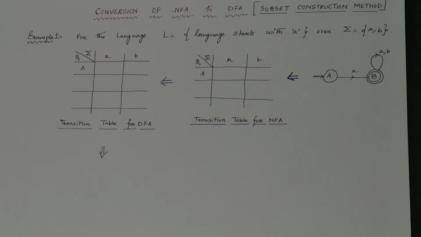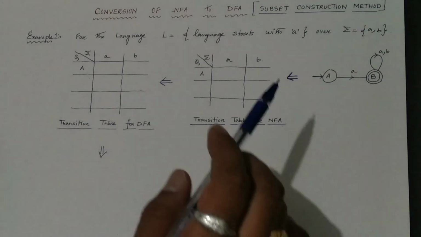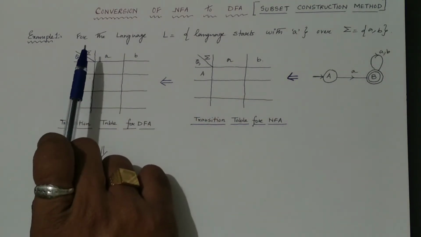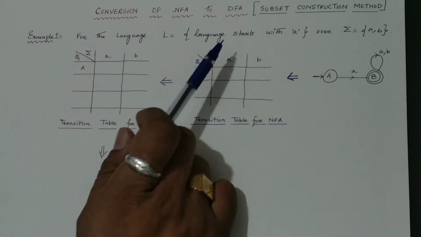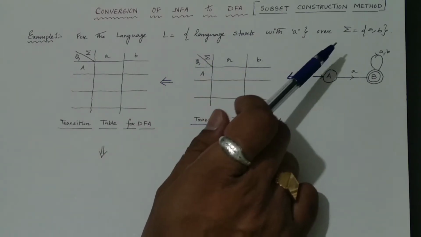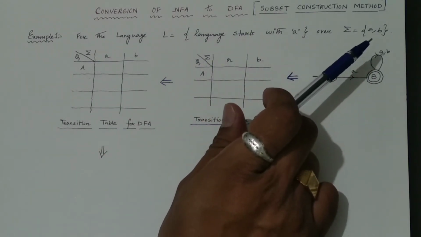Basically, you know that NFA is equivalent to DFA, right? But since every DFA is an NFA, we have to perform only the conversion from NFA to DFA. So let us take an example where the language L is given as the language that starts with A, over the input alphabet A, B.